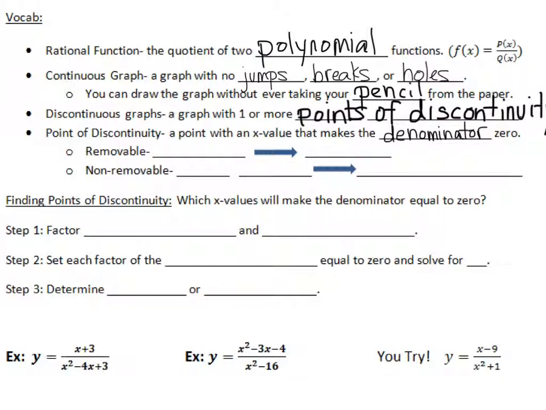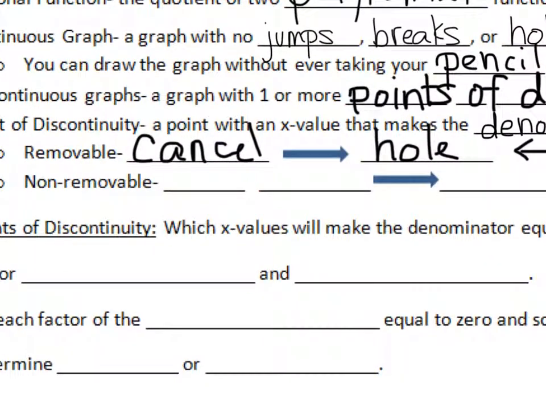Removable means that you're going to be canceling, which means you've got something that's the same on top and bottom of a fraction. And when that cancels, we have a hole. So on a sketch, it kind of looks like this. There's your line, there's a hole, and then your line keeps on going. Non-removable means that your numerator or your denominator will not cancel.